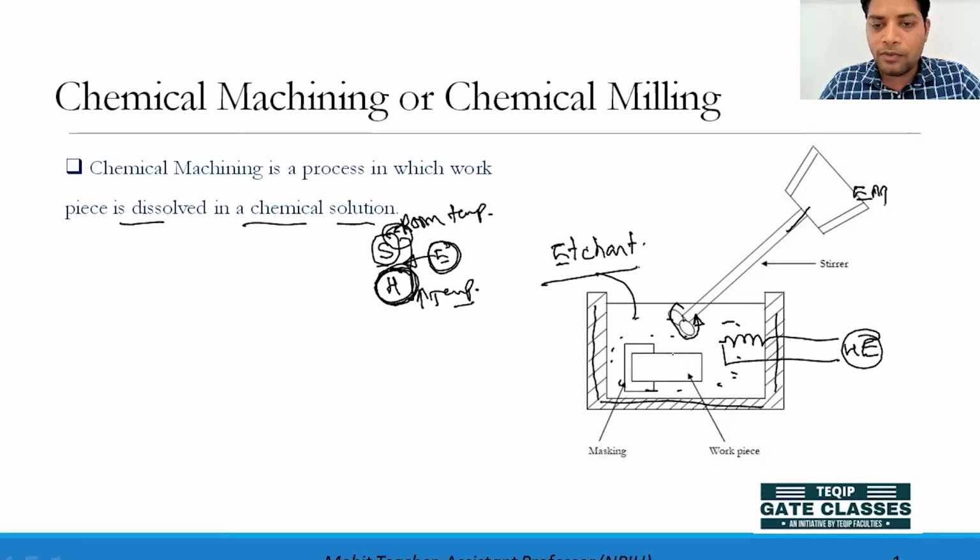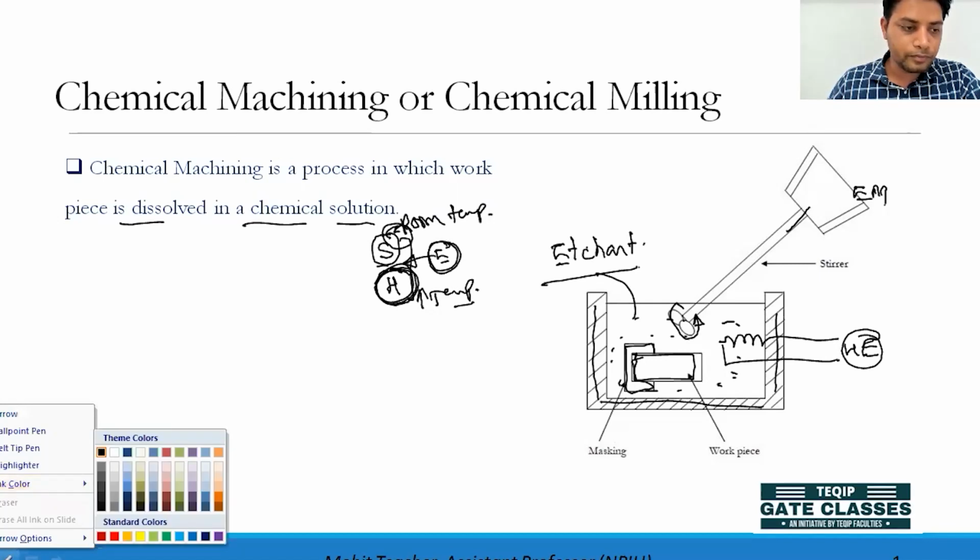Now this one is the workpiece, and outside this is a mask. The operation through which we are applying the mask, we call masking. And the area that is not masked is the area that comes in contact with the chemical solution.